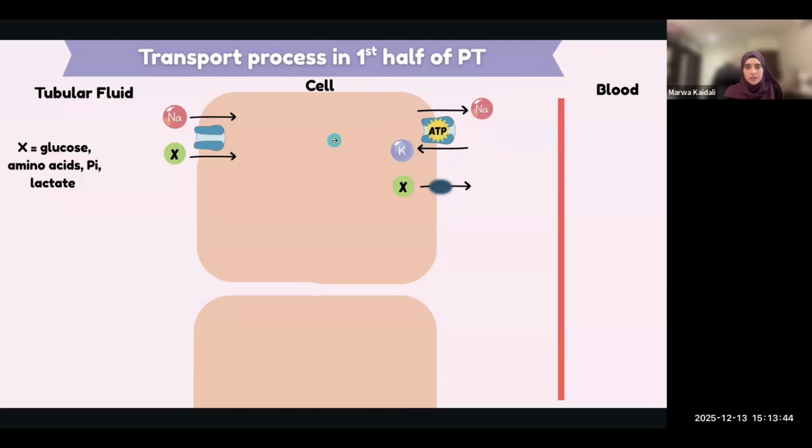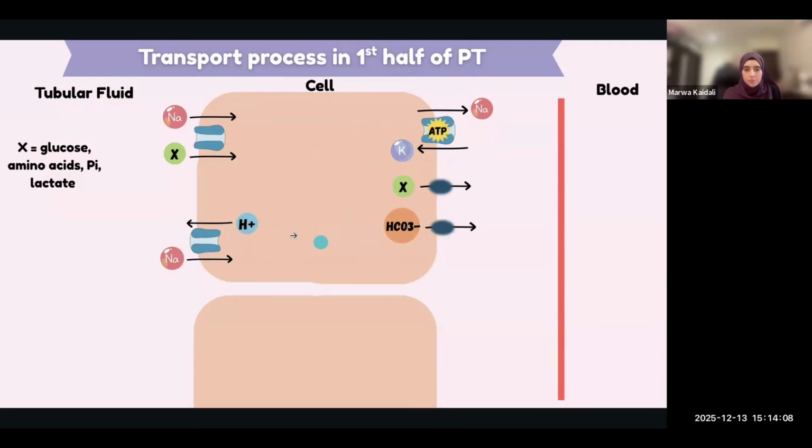And then the next channel we're going to see in the first half of the proximal tubule is an H+ sodium antiporter. This channel is responsible for indirectly reabsorbing bicarbonate. I have another slide, the next one, that talks about bicarbonate reabsorption. So I'm not going to explain the details of how bicarbonate reabsorption occurs right now, but just keep that in mind for now.